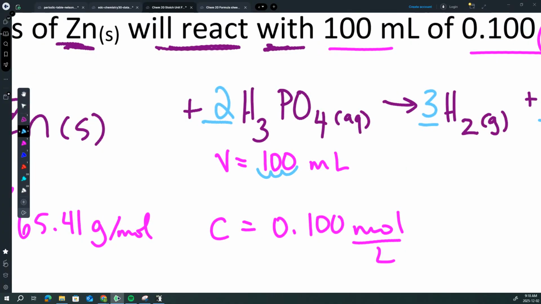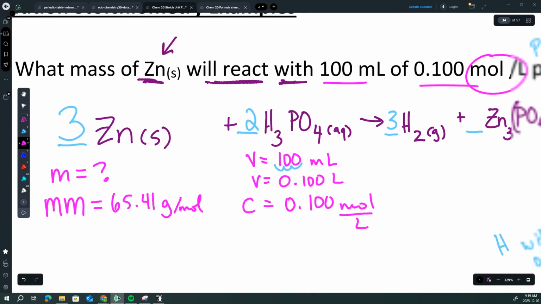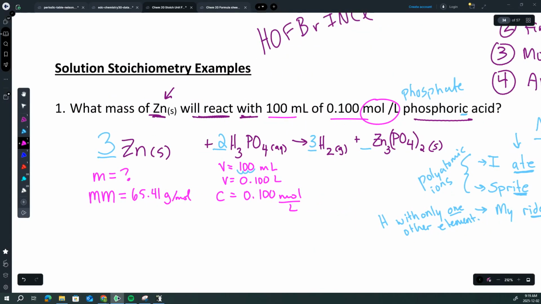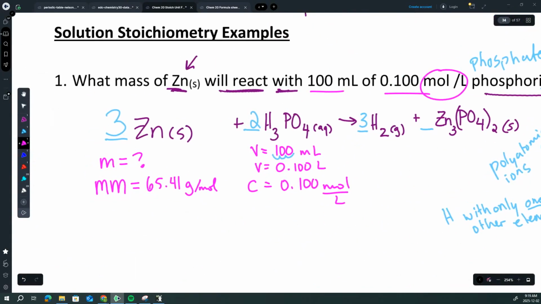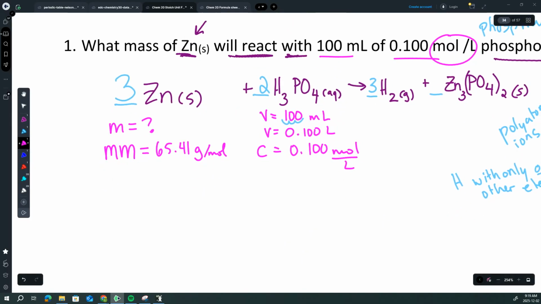So 1, 2, 3. So volume is going to be 0.1 liters. Okay, so now that we've got that all figured out, now we can go over to step 2, which is find moles of the given substance. The substance we've been given the most information for is phosphoric acid, so that's where I'm going to start.